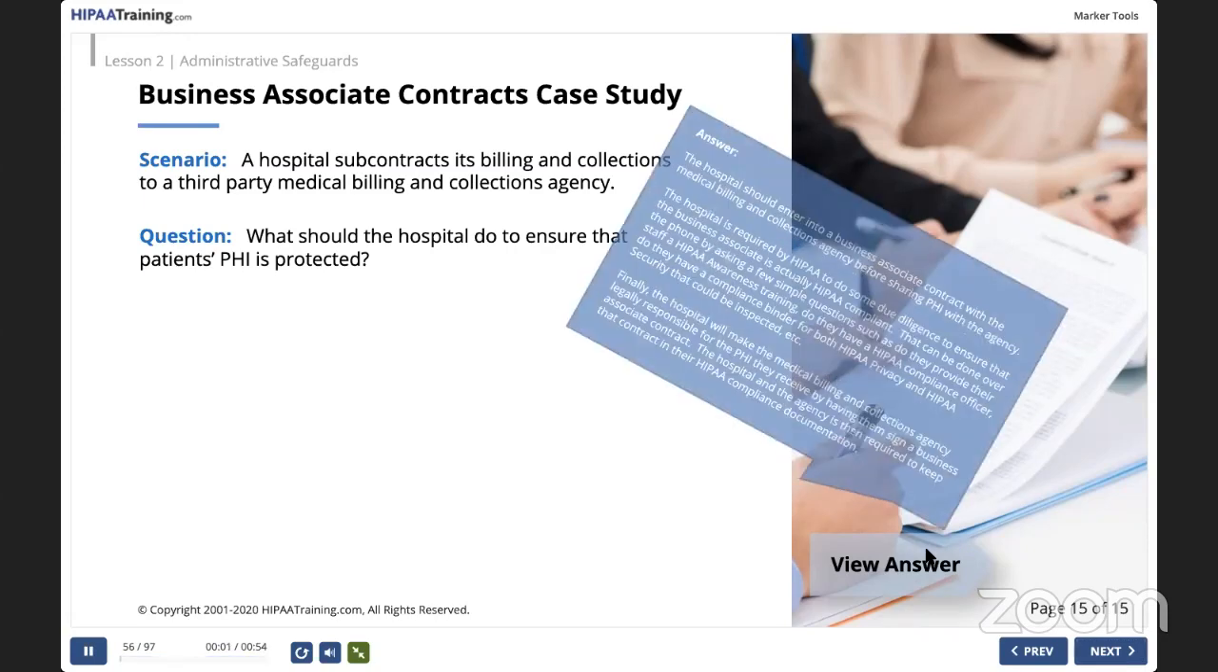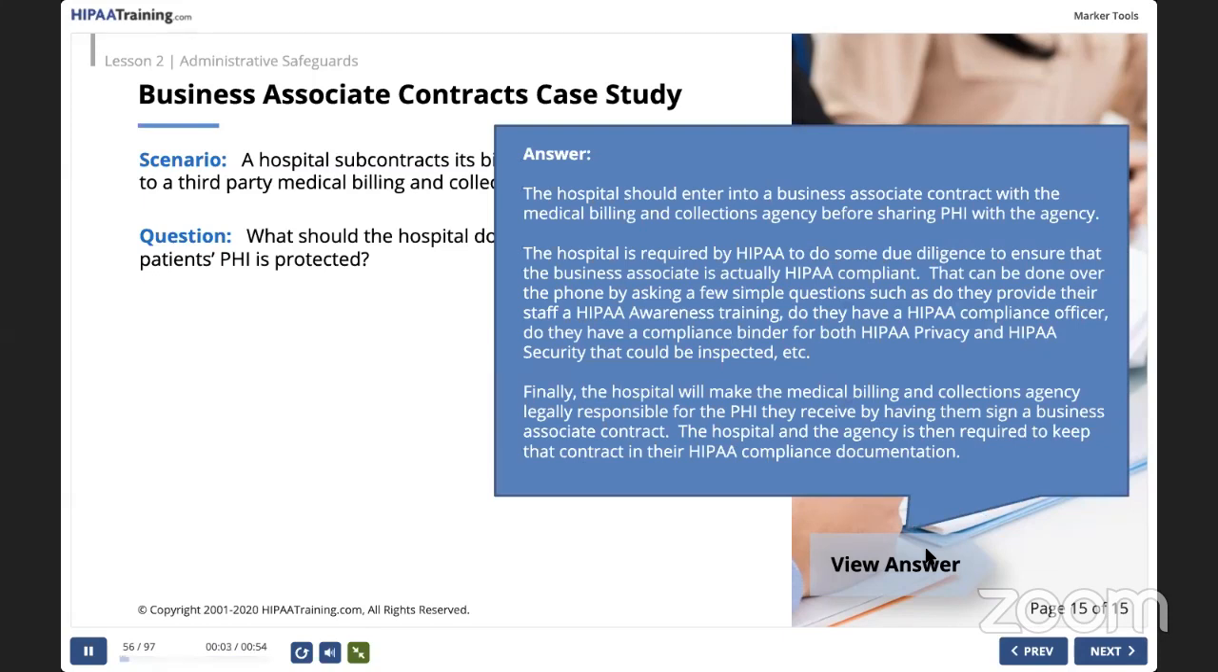Answer: the hospital should enter into a business associate contract with the medical billing and collections agency before sharing PHI with the agency. The hospital is required by HIPAA to do some due diligence to ensure that the business associate is actually HIPAA compliant. That can be done over the phone by asking a few simple questions, such as, do they provide their staff a HIPAA awareness training? Do they have a HIPAA compliance officer? Do they have a compliance binder for both HIPAA privacy and HIPAA security that could be inspected, etc.?